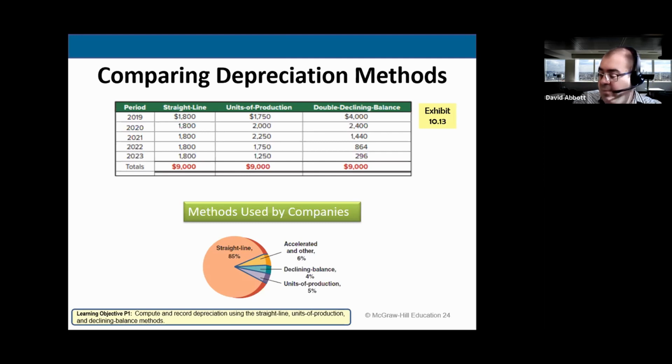As shown in the above graph, about 80% of companies use straight line depreciation for plant assets, 5% use units of production, and 4% use declining balance. Another 6% use an unspecified accelerated method, most likely declining balance.